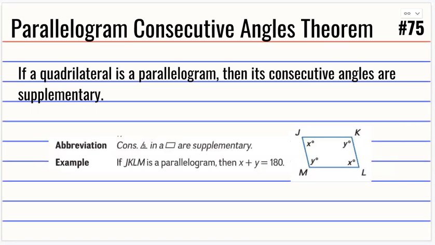If a quadrilateral is a parallelogram, then consecutive angles are supplementary. So angle J plus angle K has to be 180. K plus L has to be 180. L plus M has to be 180. M plus J is 180. So consecutive angles are supplementary.